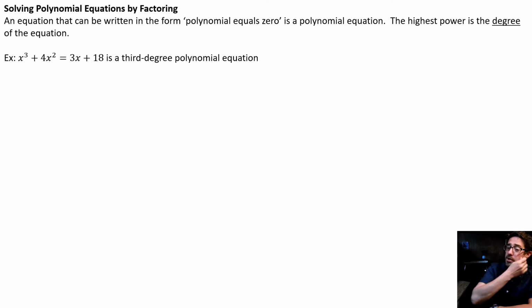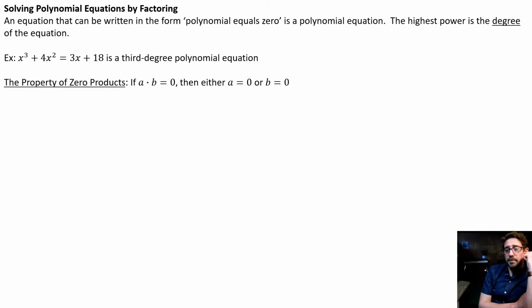So if you see that, let's notice a couple things. 3 is the biggest power you see, right? So it's a third degree equation, or you could call it a cubic equation if you wanted. Notice that it's not written in the form a polynomial equals 0, but it could be, because you could very easily take this 3x and this 18 and subtract them off the other side. So they're not always going to be presented to you in that form. Sometimes you have to make it so.